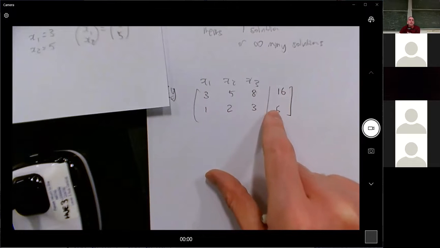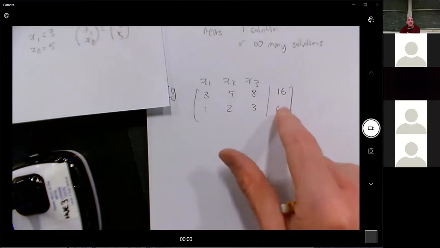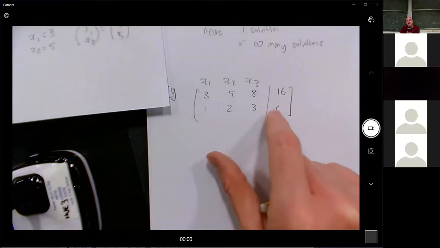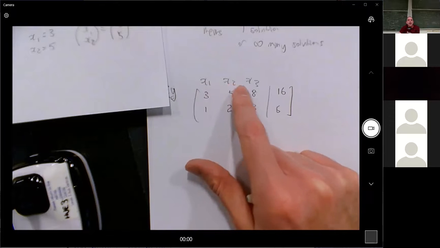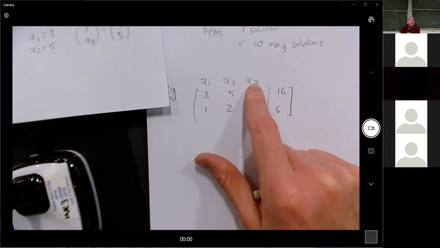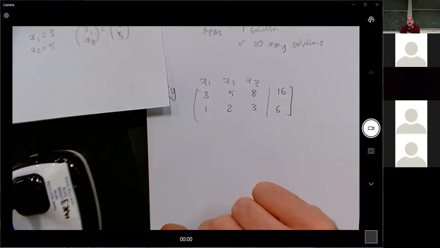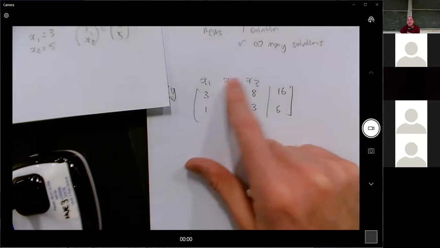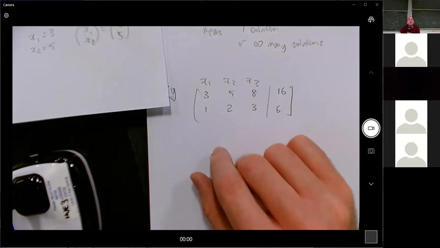It is a coincidence. So the fact that 3 plus 5 plus 8 equals 16 and 1 plus 2 plus 3 equals 6 means that actually if I made x1 the number 1 and x2 the number 1 and x3 the number 1, it would work. So I do already have one solution. So it can't have none because there is one. I think there's more. There have to be infinitely many because I don't have enough information to figure out what all three of x1 and x2 and x3 are because I've only got 2 equations.